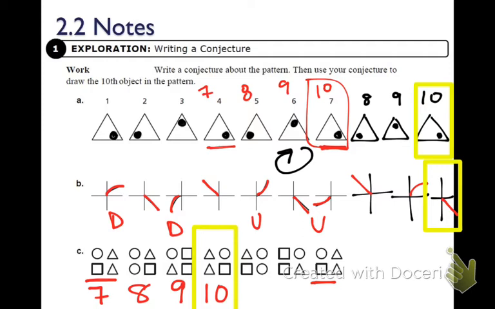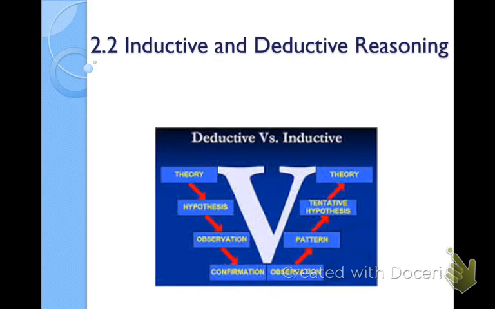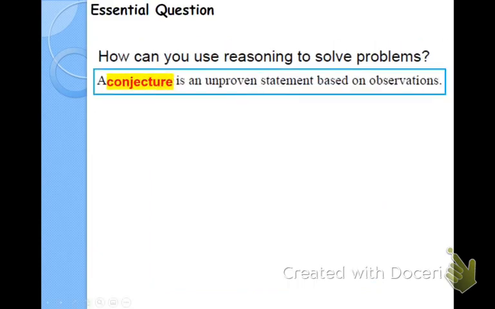All right, so we're going to talk about 2 terms. First one is the word conjecture. A conjecture is an unproven statement based on observations. You actually use conjectures all the time about other people. It is called being nosy or being observant. So what are things that we observe? Let's see.